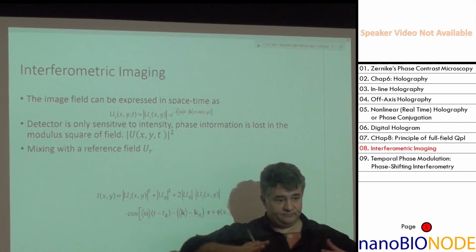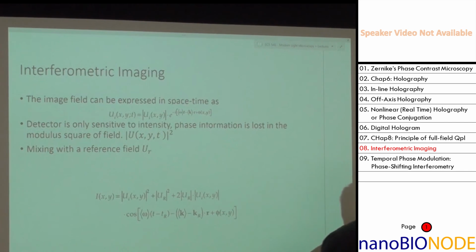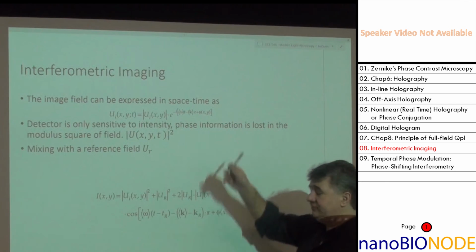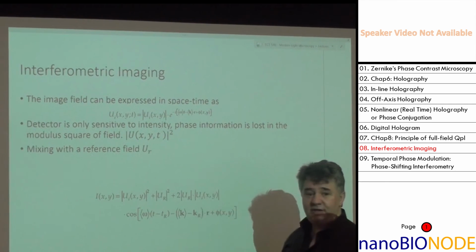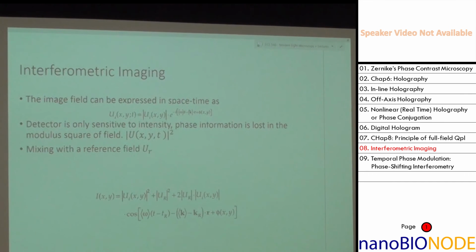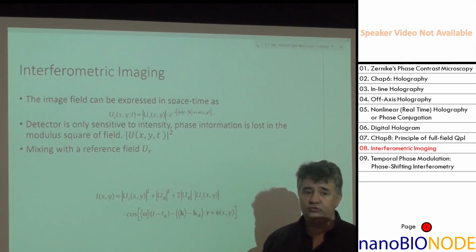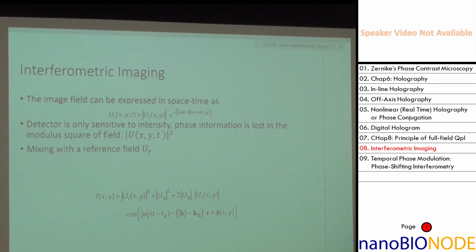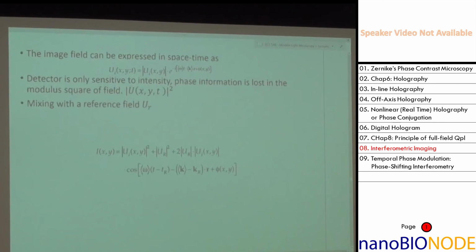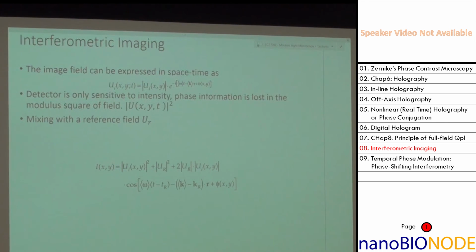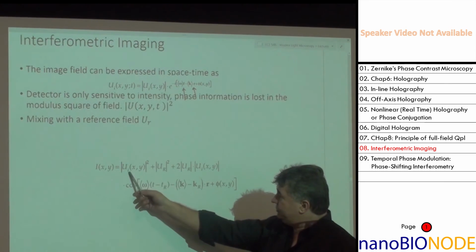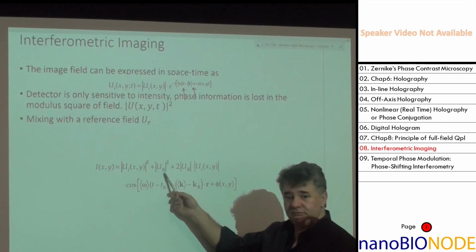If you have many k vectors, which an image does, right? To make an image, you need a distribution of k vectors. Then the phase shift along one direction is actually the mean k vector along that direction. And then you have the phase information due to the object. So depending on where you operate, whether you modulate in time or in space, you can have a mixing between the image field and the reference.